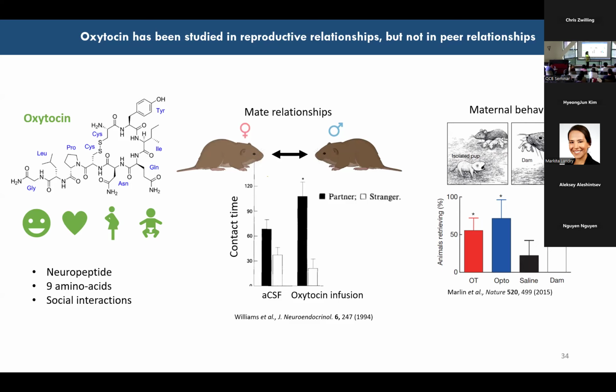And so the experiment that the Froemke lab did, this is by Bianca Jones Marlin, was to either infuse oxytocin or optogenetically stimulate oxytocinergic neurons, and compared to a saline control, what they saw was an increase in the retrieval percentage by virgin mice. So essentially what this is saying is that just activation of oxytocinergic neurons, which presumably causes exocytosis of oxytocin, or intravenous administration of oxytocin, causes virgin mice to learn this pup-retrieving behavior.